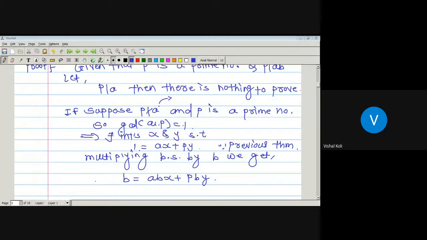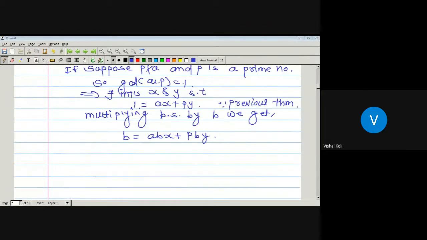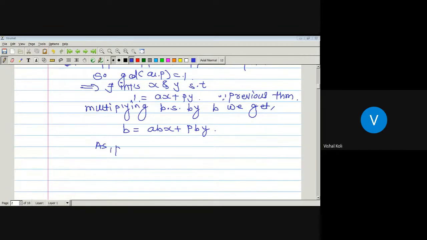Okay. Now, given that P divides the product of two integers AB, and P also divides PB, since this is an integer which is a multiple of P. Obviously P divides PB, and we have already been given that P divides AB. As P divides AB and P divides PB, then P divides any linear combination of AB and PB.